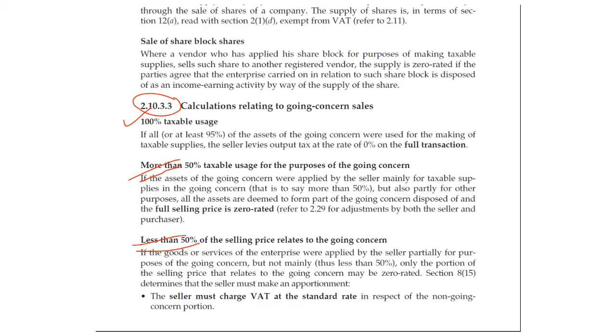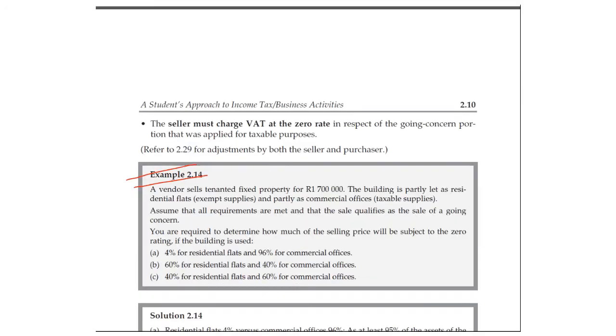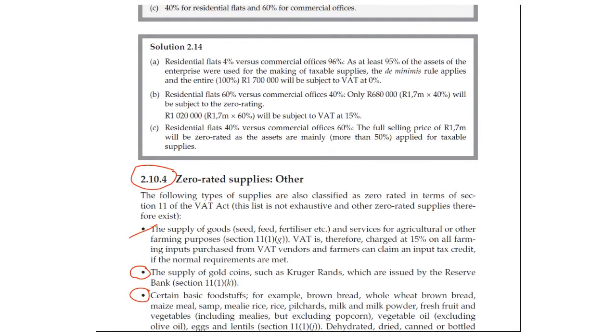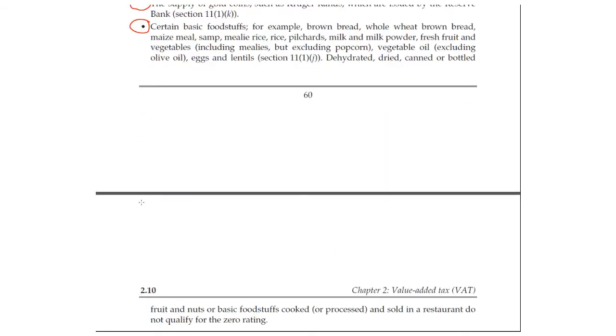In EBAL 2708, we only look at 100% taxable use. So for more than and less than 50%, that will be done with you next year. That also means you can leave that example 2.14. In terms of zero-rated supplies, other, we only look at gold coins, basic foodstuff. So if it's circled, you have to prep it. If there's a line through it, you don't.